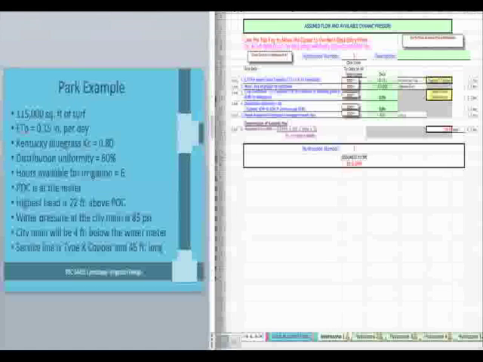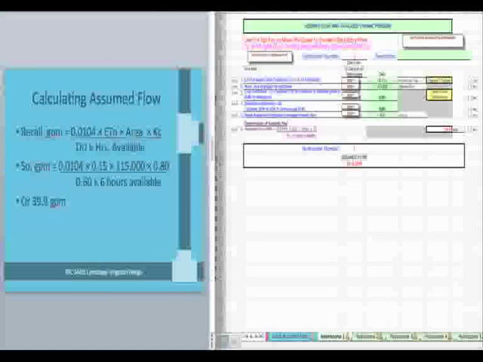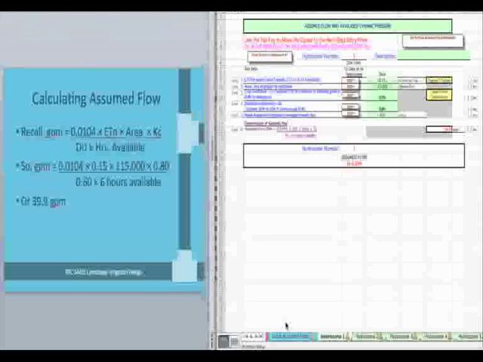So if we go back over here, that assumed flow, we had this formula to work with. The numbers were filled in like this, 0.0104. It used 0.15, which we entered for reference ET. It used 115,000 square feet, which was given to us. 0.8 for crop coefficient, 0.6 for DU, and 6 hours available, and we end up with this 39.9 gallon per minute assumed flow.